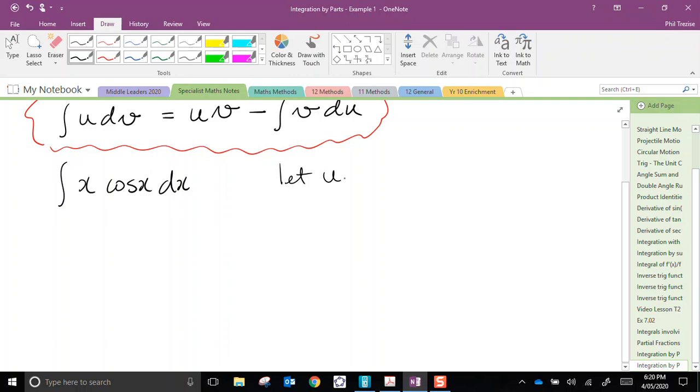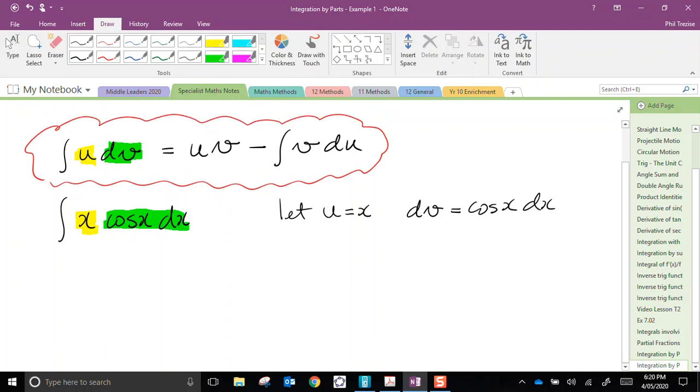Let u equal x, and then dv. So our product is u multiplied by dv. I'll just highlight here. I'm going to let this part correspond to u, and I'm going to let all of this part correspond to dv, and that includes the dx there. So this is cosine of x dx. Don't forget that.